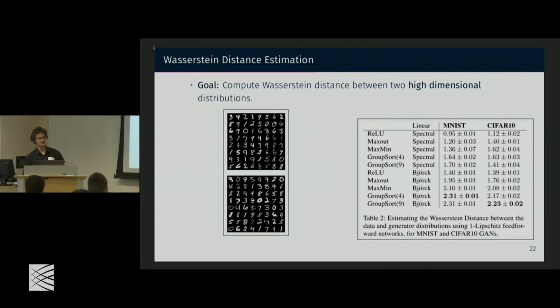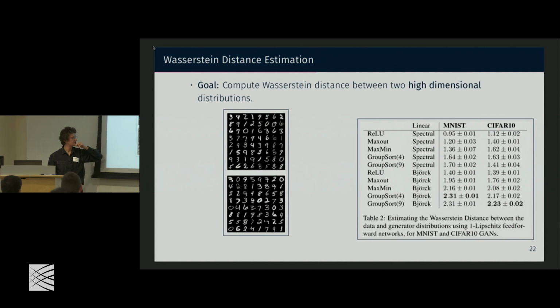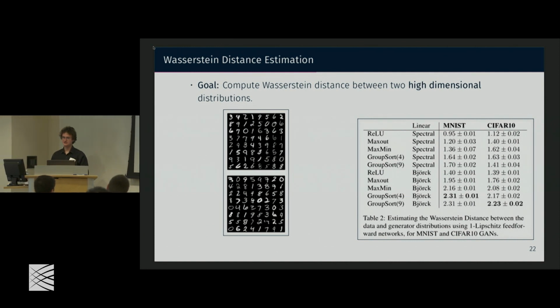So this one is samples from MNIST. We tried to optimize the dual form Wasserstein distance objective. So basically find a one-Lipschitz function that assigns high values to samples from one distribution and low values to the other one. So higher is better in this case.